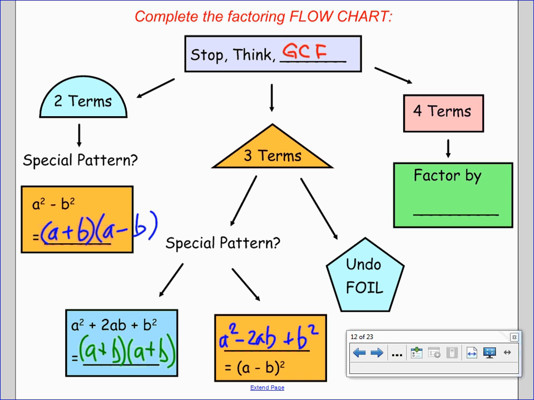If it's not a special pattern, you could still undo a three-term polynomial by undoing FOIL. That's where we consider the outside and inside product. They would sum to give me that middle term in that three-term polynomial. So undoing FOIL is our main one that we spend most of our time doing, and my favorite one because each one is like a puzzle. And lastly, think about the strategy we used last class. If it's a four-term polynomial, then we could factor by grouping. That was our final factoring strategy from last class.